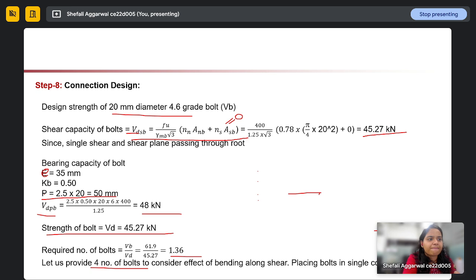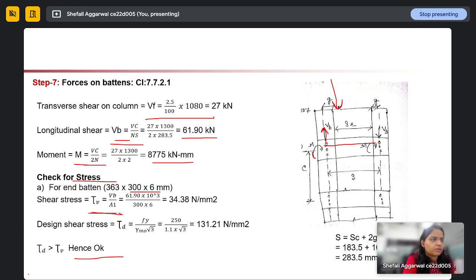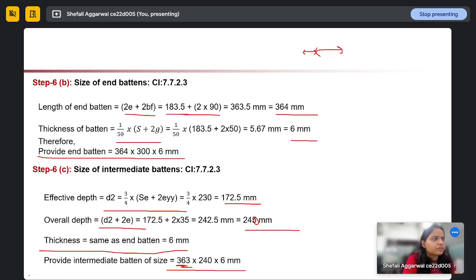We already calculated the overall depth of the batten with respect to E, I guess. Like how we got the batten depth: 2s plus 2 times E, right, ma'am? So we already calculated the E value. Why are we recalculating or considering a new value? But we didn't calculate our E value here in these steps, I guess. Here we are calculating only length, thickness, and the depth.